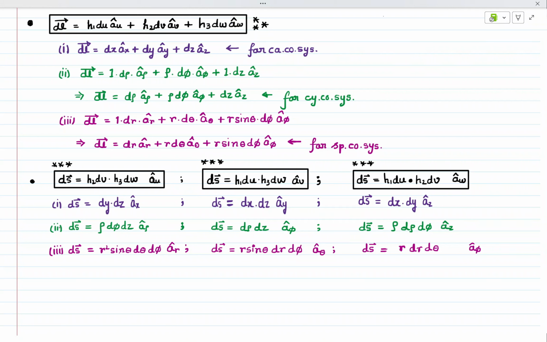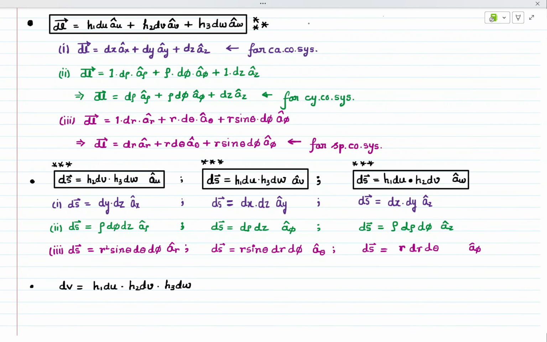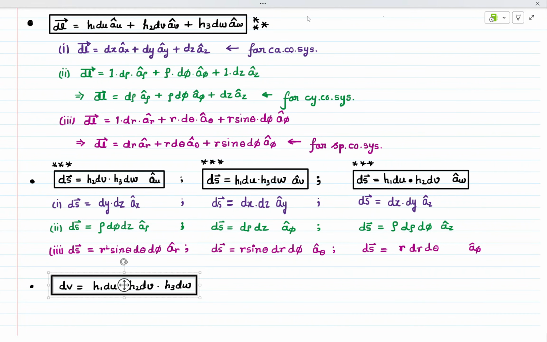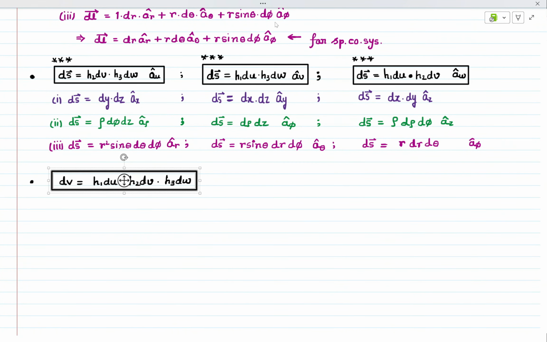Now I will write the generalized formula for the differential volume, which is very easy. h1 du times h2 dv times h3 dw. No directional vector over here. As you know, the differential volume is nothing but a scalar quantity, right? And one more thing, this is the generalized formula. So let me put it like this.